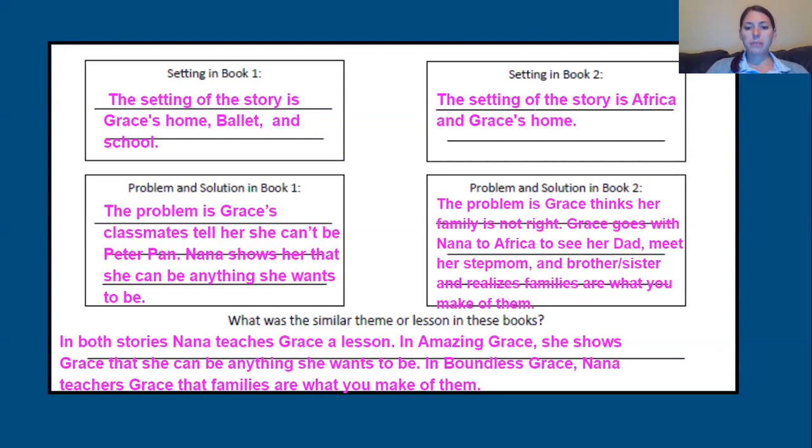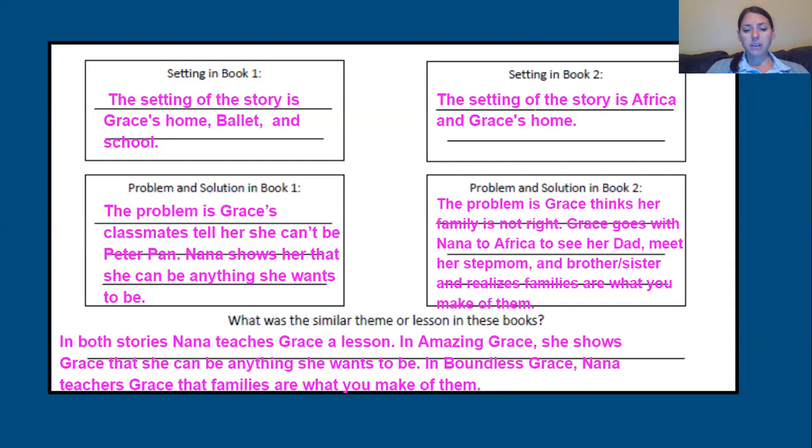There is no specific normal family like the ones you see in picture books that she had been reading about in the beginning of the text. In both Amazing Grace and Boundless Grace, Grace still loves to read stories. In Amazing Grace, she acted out stories. In Boundless Grace, she liked to read a lot of stories.